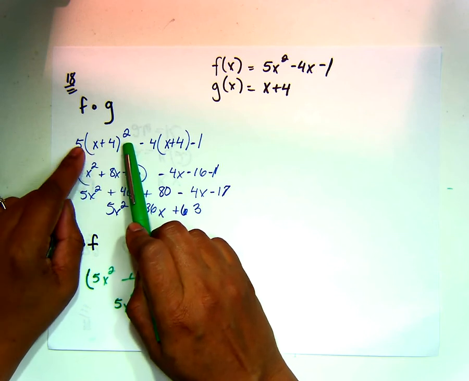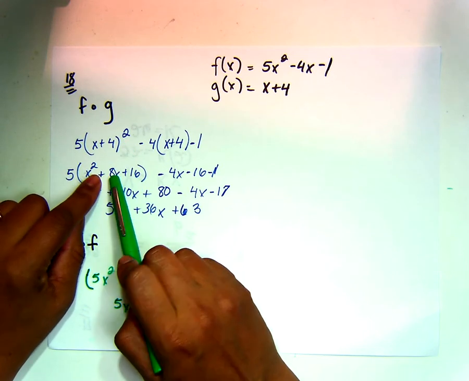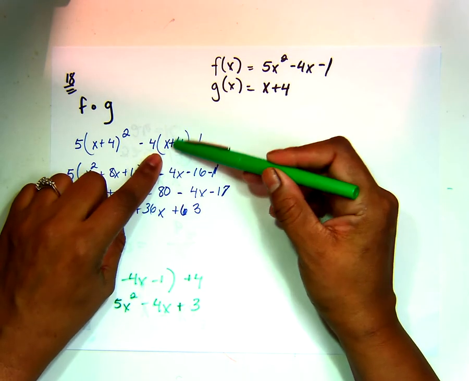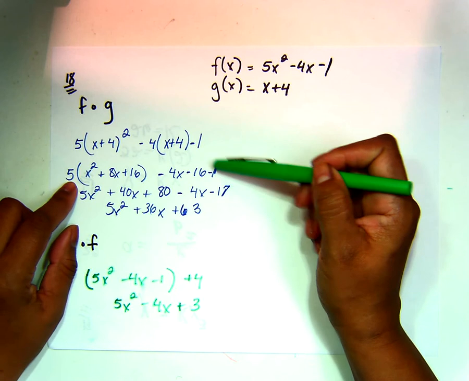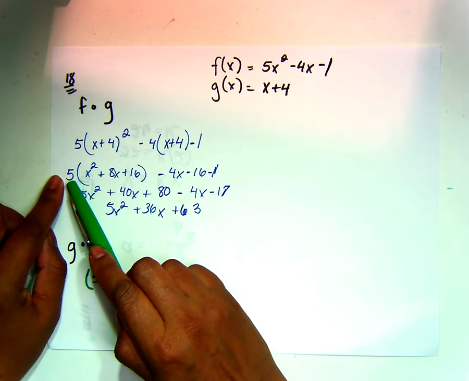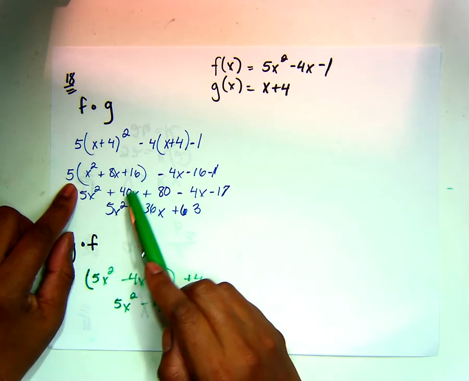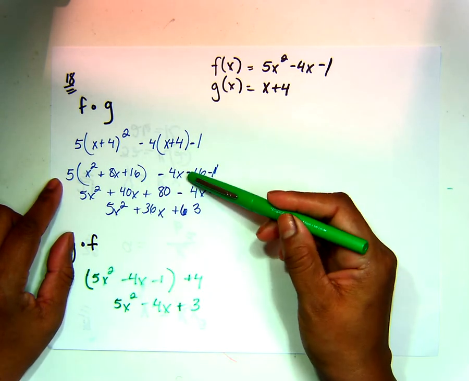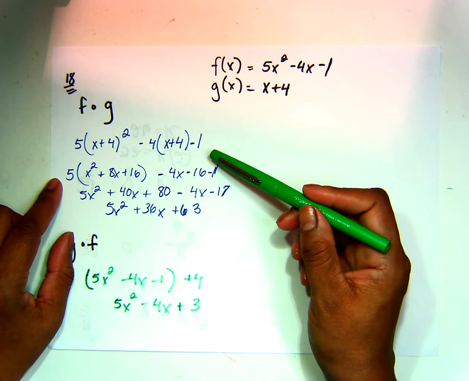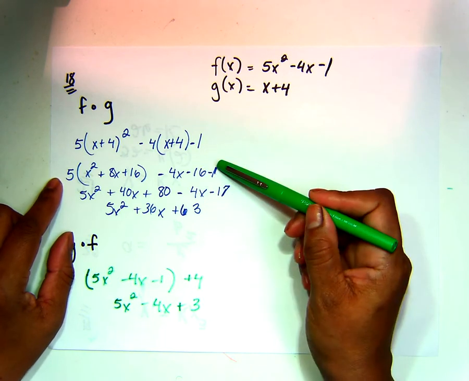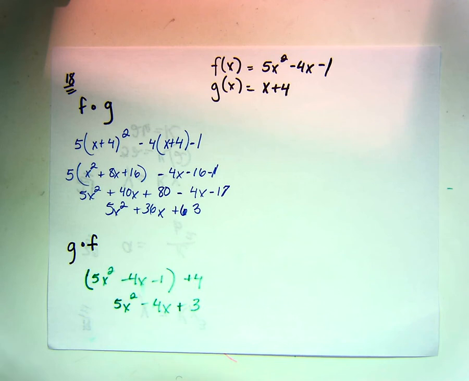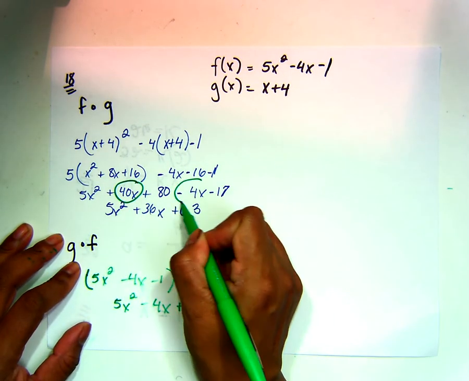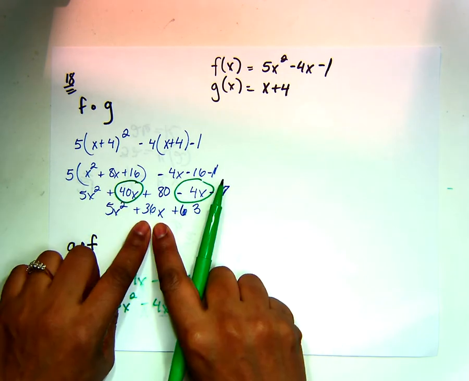Right here, using the FOIL method, you get x squared plus 8x plus 16. Right here, using the distributive property, 4x minus 16, bring down that 1. Next step, using the distributive property, we're going to have 5x squared plus 40x plus 80. Bring down all this on the right hand side, so that'd be negative 4x. Combine the 16 and the 1, that's 17. Now we're going to look for like terms. So we've got the 40x and the minus 4x. 40x minus 4x gives you 36x.